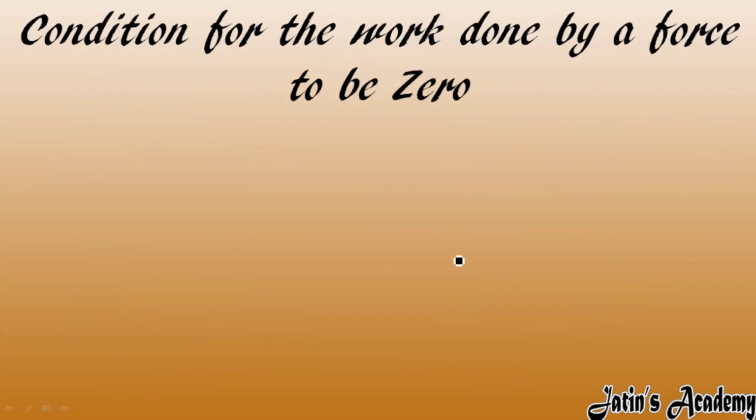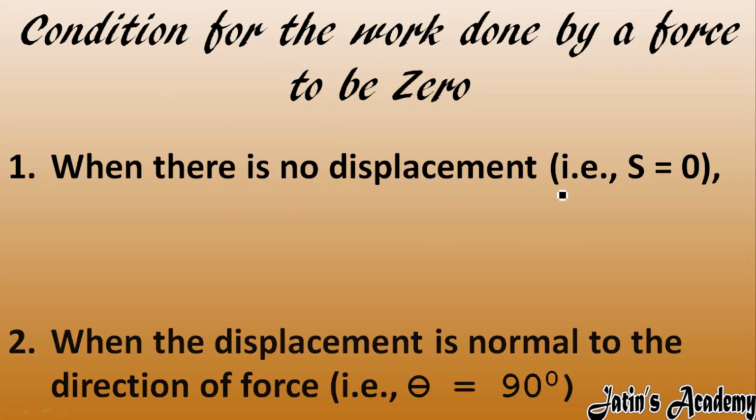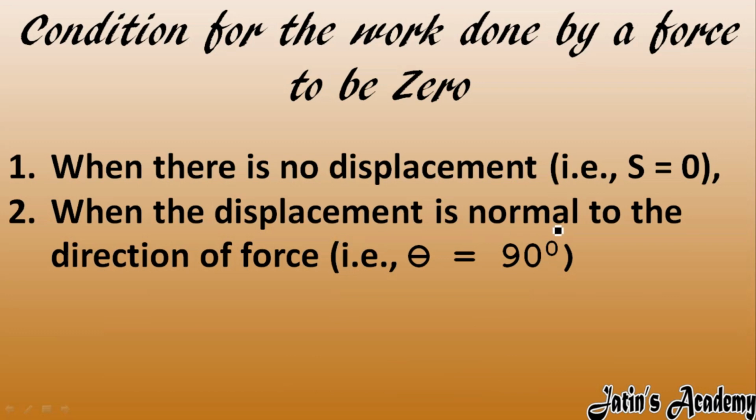Here you will see the conditions for the work done by a force to be 0. Under what conditions? First, when the force is 0. Second, when there is no displacement, then work done is 0. Third, when the displacement is normal to the direction of the force, that is, when the angle between the force and displacement is 90 degrees, those examples come under zero work done.